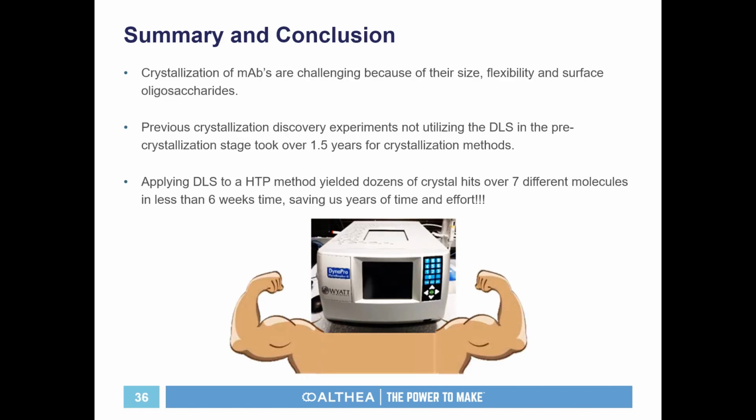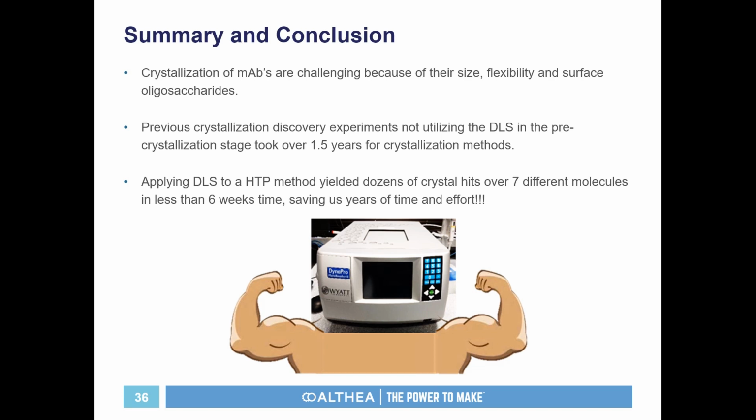So to sum up, the few things that we'd like to point out, again, just reiterating the difficulty of actually crystallizing mAbs, especially free mAbs. All the mAbs that we work on here in Althea have been free mAbs, so nothing bound to any antigen. So very difficult process, and yet we've been able to do it successfully utilizing our DLS.